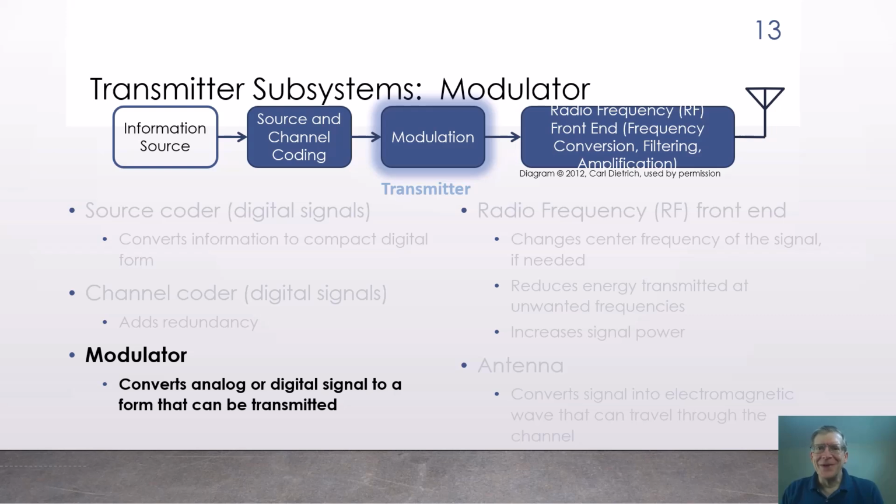A modulator converts either an analog signal or a sequence of bits to a form that can be transmitted. Most radios do this by modifying properties of a sine wave so that these properties or their changes represent information, for example, a signal voltage or bits that is to be transmitted.